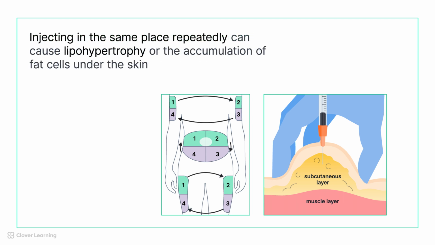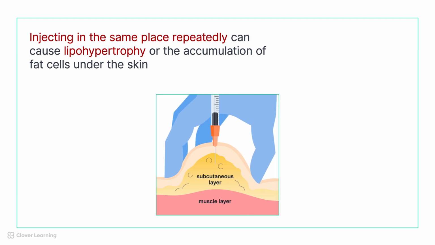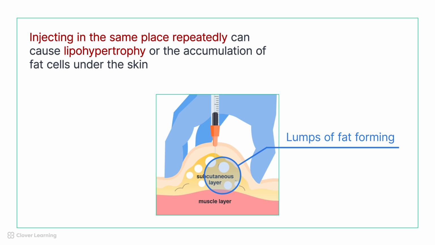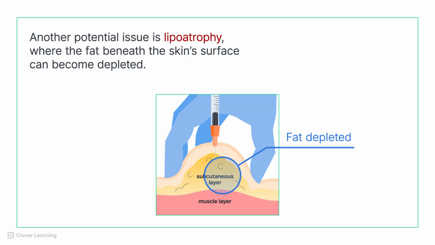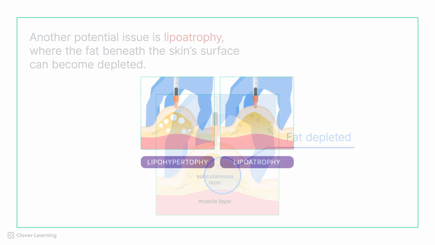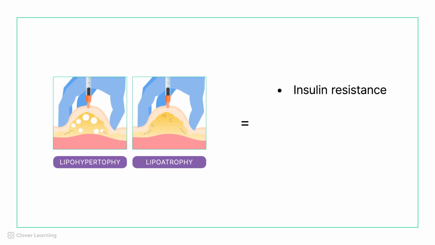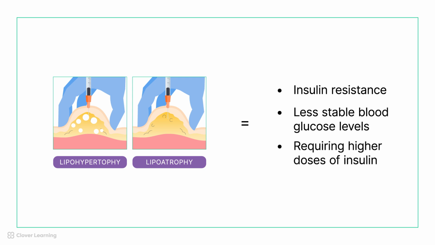It is important to consistently rotate injection sites, as injecting in the same place repeatedly can cause lipohypertrophy, or the accumulation of fat cells under the skin. As the tissue at the injection site thickens, lumps of fat can form around the site and can slow the absorption of insulin into the bloodstream by as much as 25%. Another potential issue is lipoatrophy, where the fat beneath the skin's surface can become depleted. Neither of these conditions are life-threatening, but they can cause an increase of insulin resistance at the injection site, resulting in less stable blood glucose levels and requiring higher doses of insulin over time.